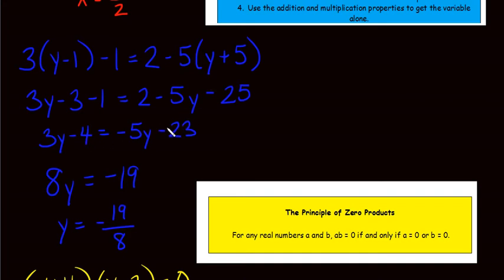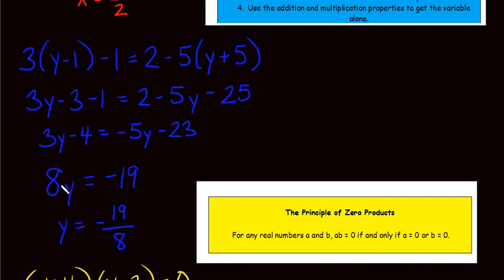Over here I had, oh, I'm so sorry. I started writing right on there and didn't mean to. Oh, sorry about that. Over here I have a 2 and a negative 25, so that's negative 23.